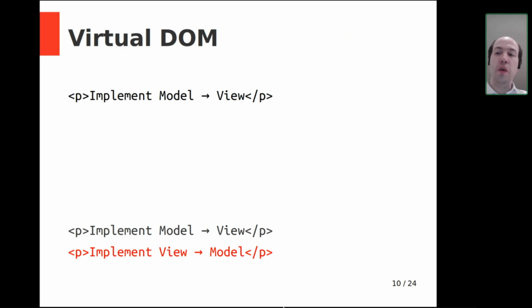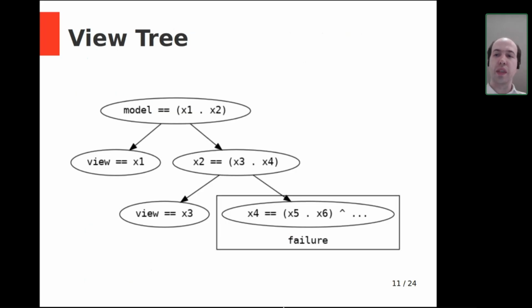So I wish I could go into more detail here, but in the interest of time, let's just take a look at the implementation, the underlying strategy that we can use in miniKanren here to get around some of these problems, which is an approach that I call the view tree.